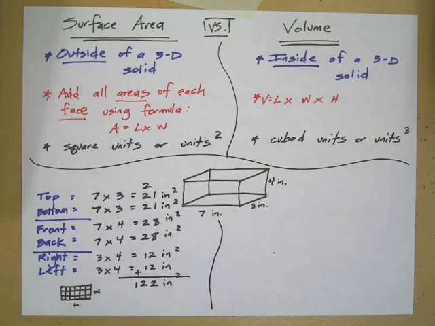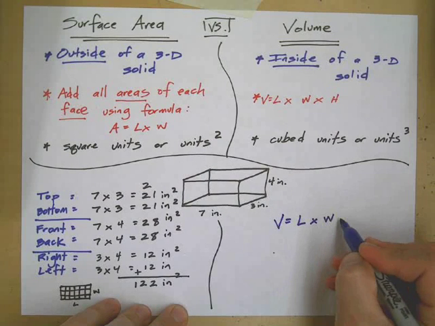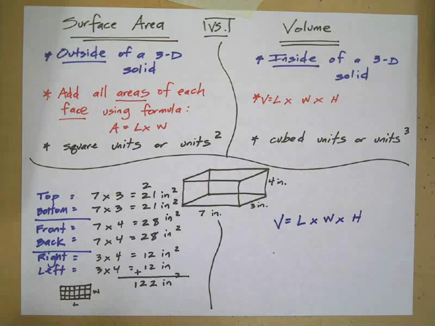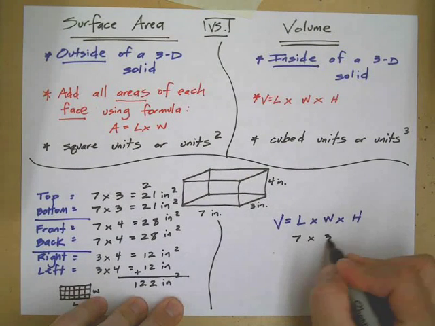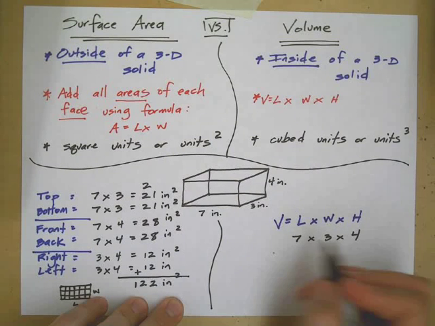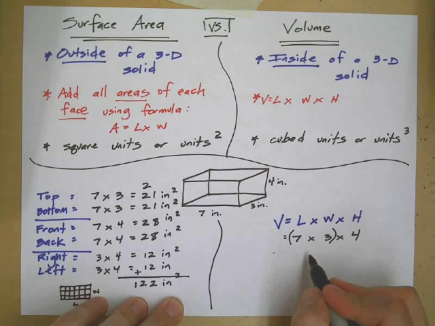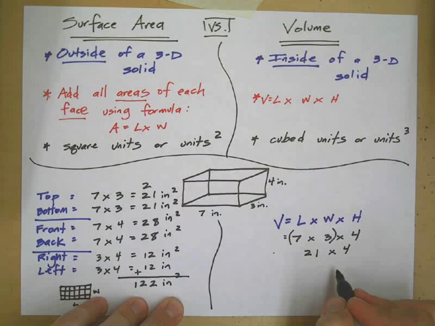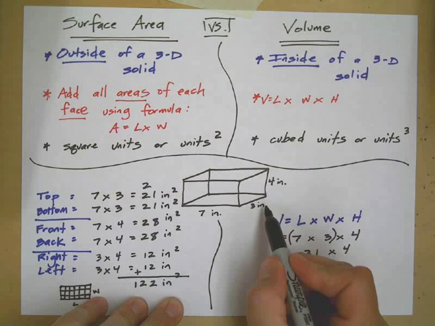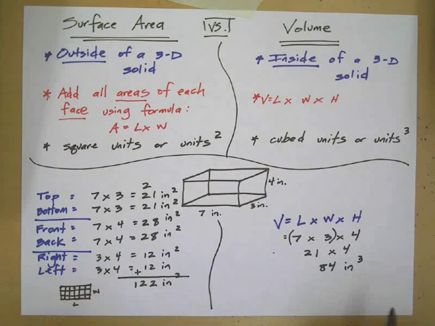Now, volume, on the other hand, uses all 3 dimensions, length, width, and height. And you simply have to multiply the 3 of them together. 7 times 3 times 4. Anytime you're multiplying 3 numbers, you have to make a decision to multiply 2 of them first. We use parentheses to show 7 times 3 is done first. And when we multiply that by 4, we get 84. Since we are multiplying inches times inches times inches, that's inches cubed.